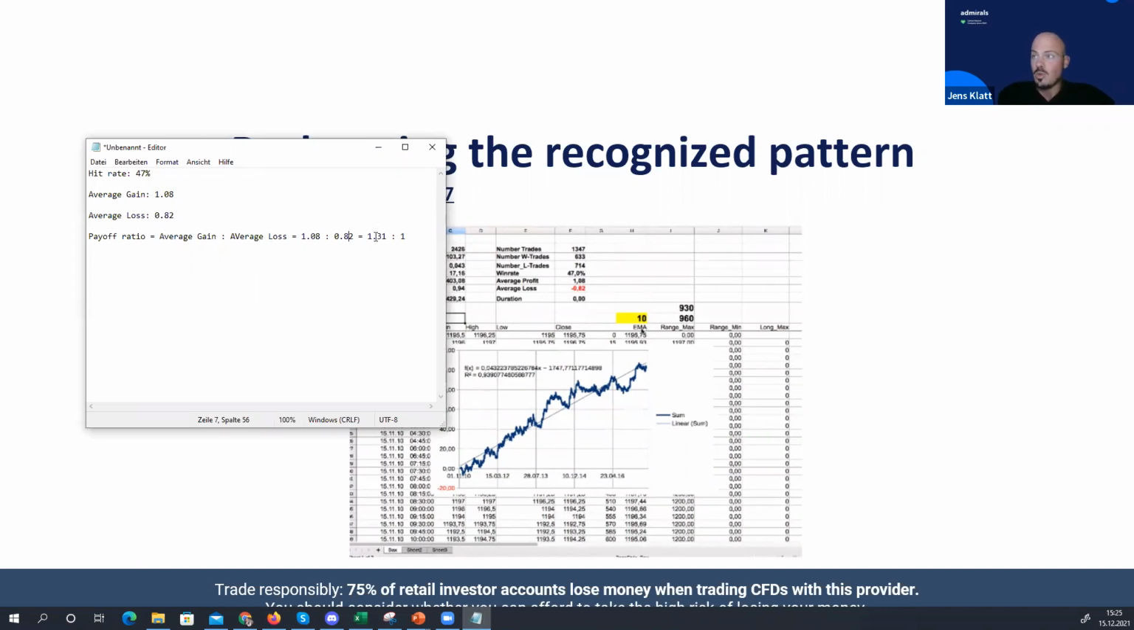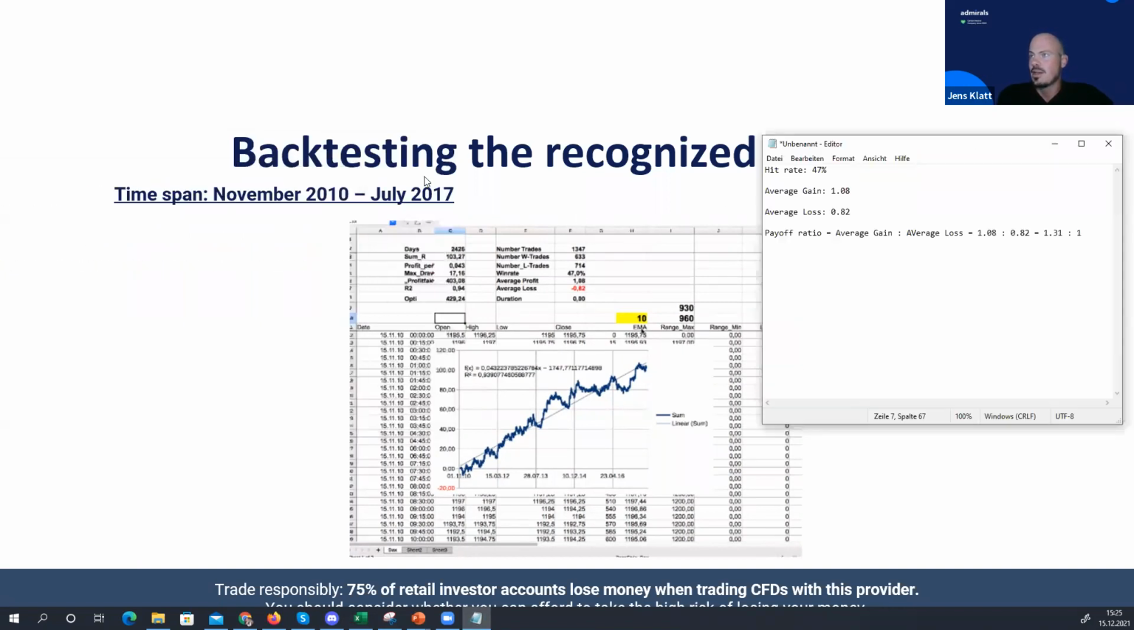And coming back here, so 1.31. You can see it's November 10 till July 17, so it's 7 years, different market environments. And what will be interesting is that we will see that this is exactly the payoff ratio we are getting for the forward test too. So it seems as if this is, at least in the last decade, what you can expect to gain on average in comparison to what you can expect to lose, and that means that even with a hit rate of slightly below 50%, we can still be profitable in the long run.